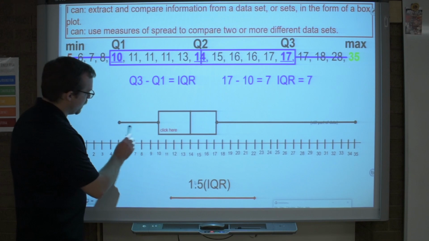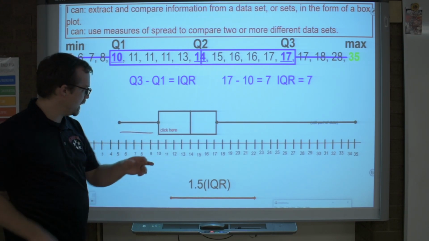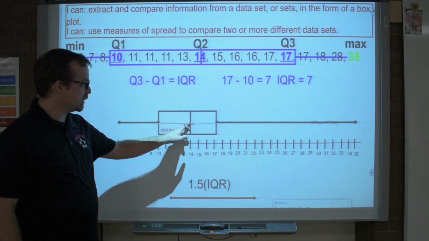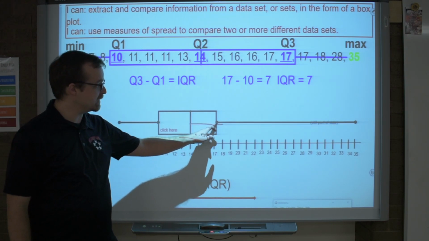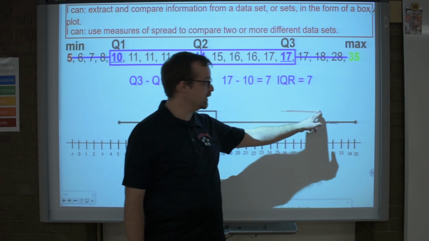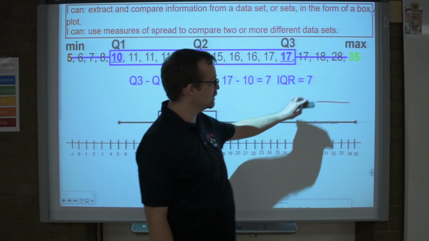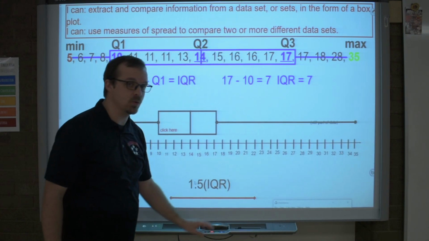But you can see here, our distance right here is not too far spread out. Our distance right here is not too far spread out. This distance right here is not too far spread out, but this distance right here is really spread out. And that tells me that there's possibly an outlier over here. Possibly. Okay, so I'm going to start showing you guys how to calculate that.